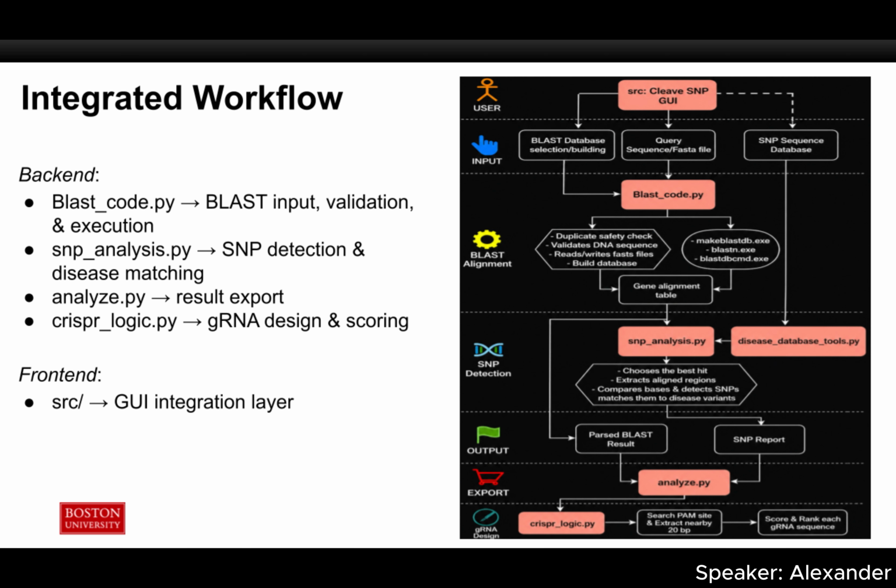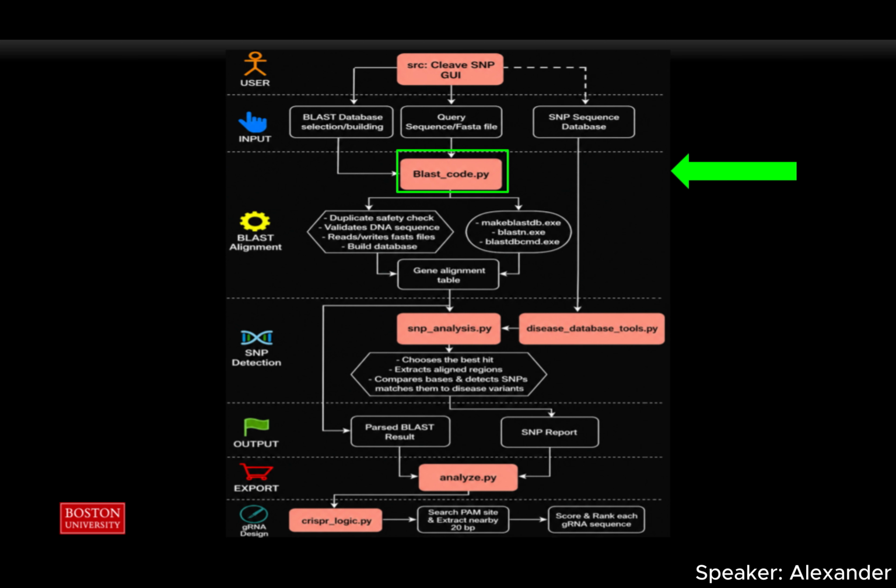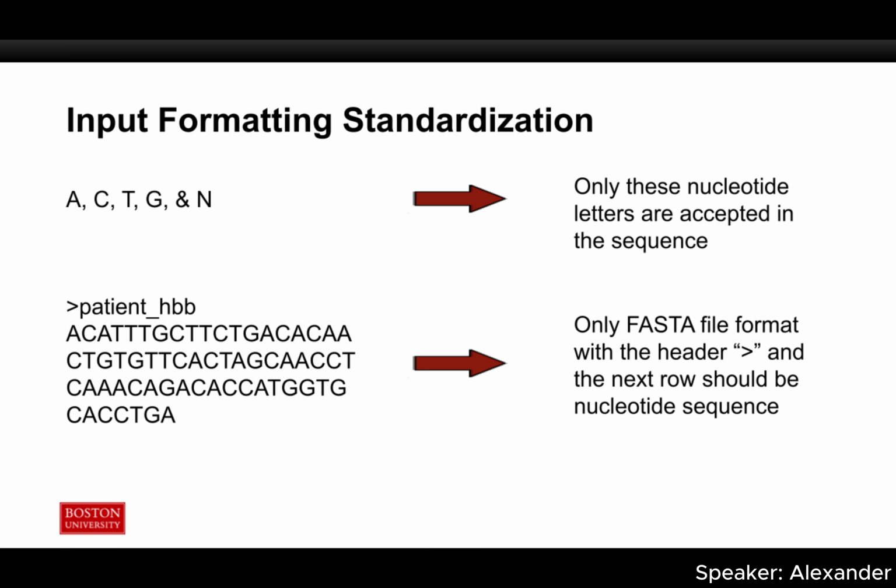In a more abstract detail, the workflow is organized into integrated layers. blast_code.py is a backend helper file for input handling, FASTA formatting, database management, BLAST execution, and output parsing. The main issue it solves is that BLAST needs clean DNA input and proper FASTA files, so the code adds safety checks before anything reaches BLAST.